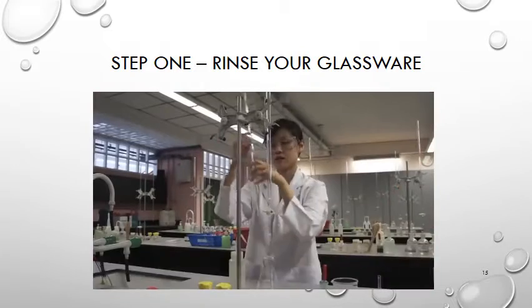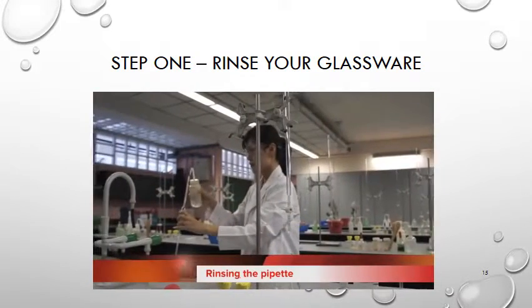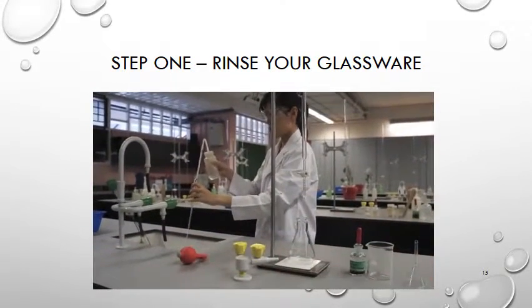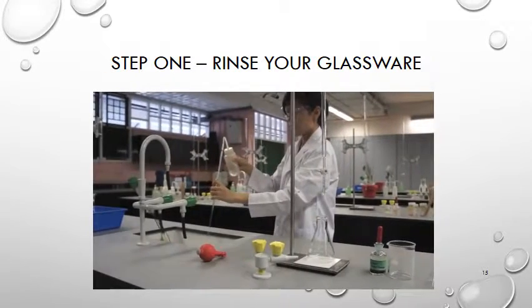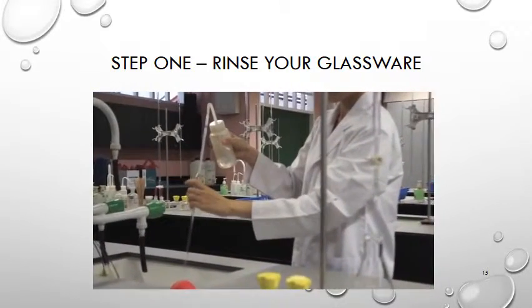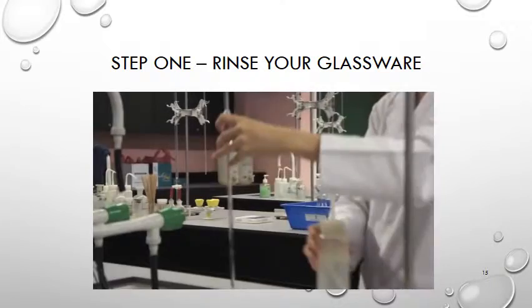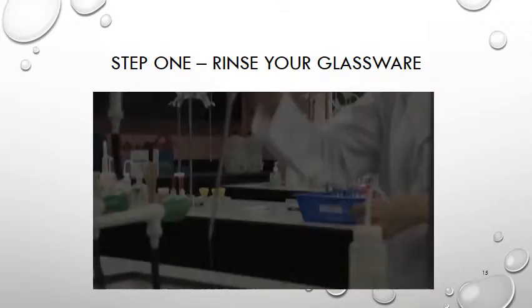Now we rinse the pipette. The pipette doesn't have a tap at the bottom, so watch where you point the tip as you pour water in from the top. Make sure you wash all of the inside of the pipette. Now you're ready to start your titration.